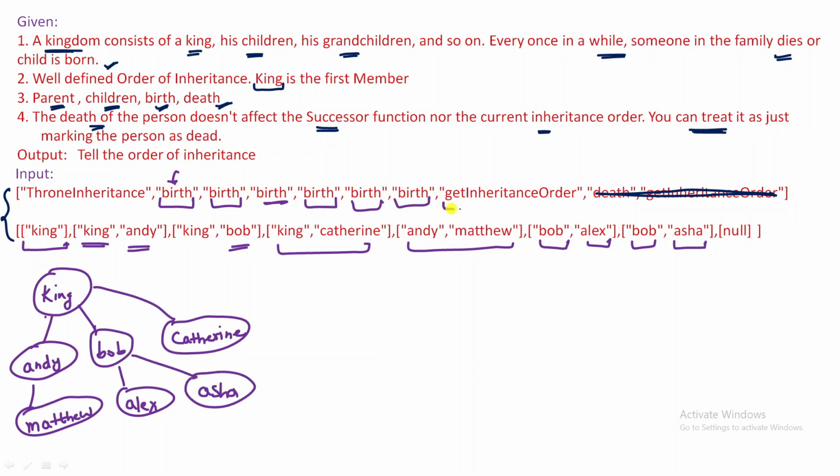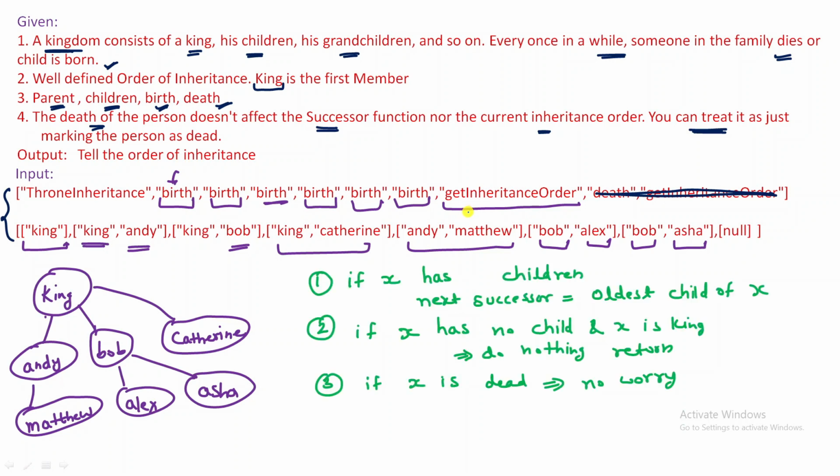Now here this function is saying getInheritanceOrder. That is, if this is the current kingdom and this is the order of the parent and their child, then what will be the inheritance order? Starting from the king, you have to tell who will be the next king after the king, and after that next king who will be the next king, and so on.